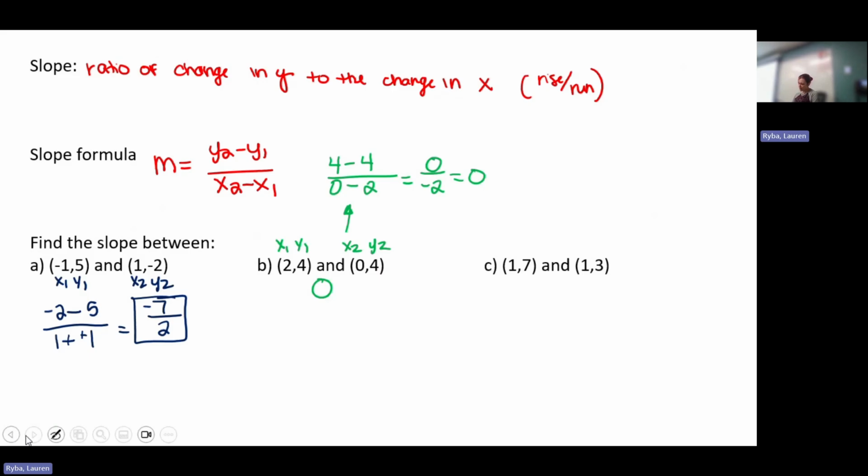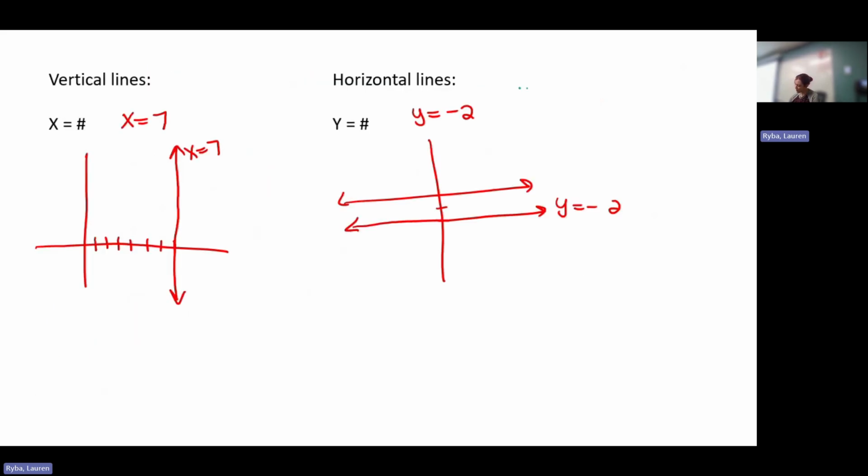A horizontal line has a slope of 0. A slope of 0 means there's no incline. That is the floor you walked on to get here. There is no incline to this floor. Okay? So your slope is a measure of the incline or decline. If it is flat, it's a slope of 0.